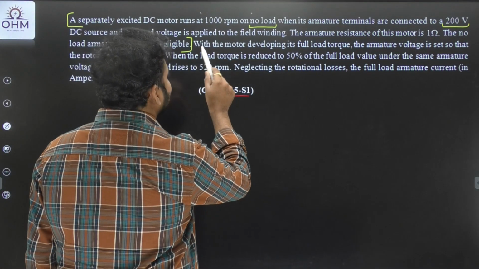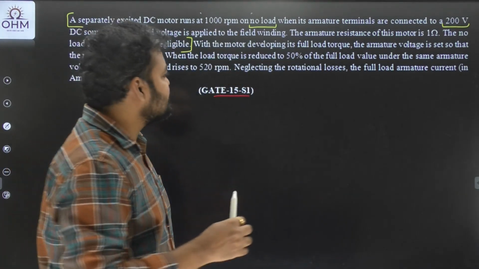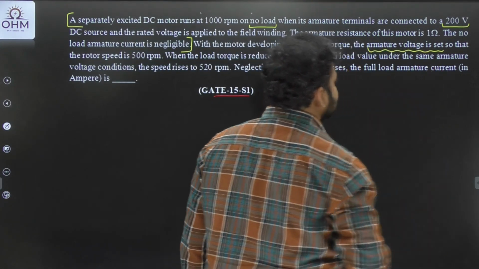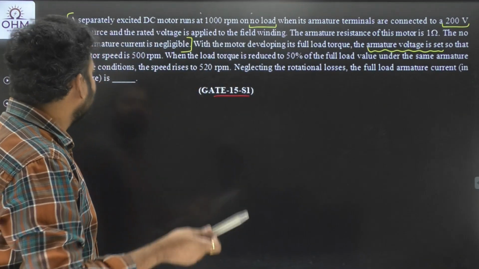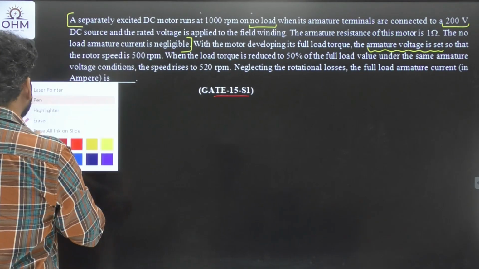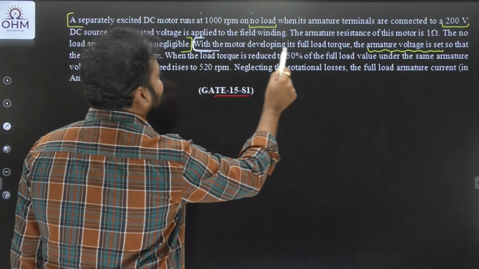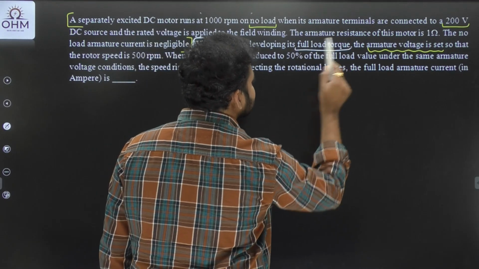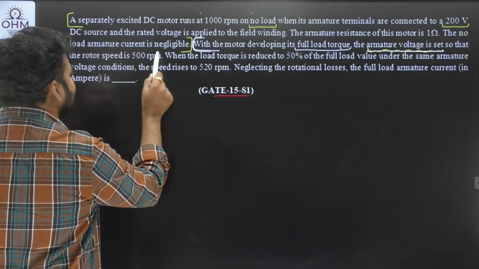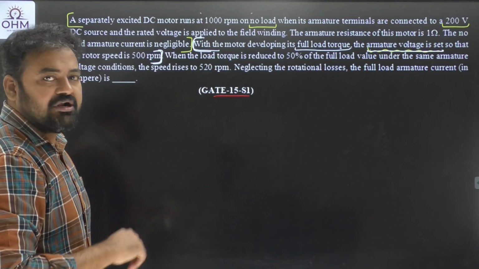Now let's continue. With the motor developing its full load torque, this time the full load condition is discussed, and the armature voltage is set. This indicates the armature voltage changes. The armature voltage is set so that the rotor is rotating at 500 RPM. This is going to be the second case. I will use a different color. See, from here: with the motor developing its full load torque. So the second case is full load torque. The armature voltage is modified so that the rotor is rotating at 500 RPM. So this is the second case, indirectly the full load torque condition.